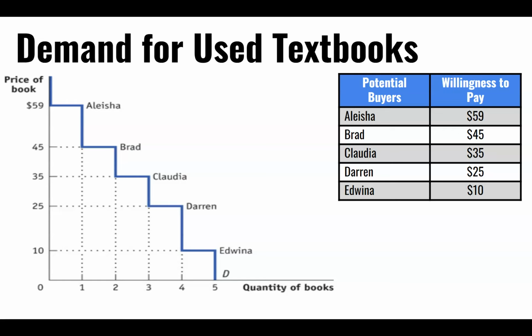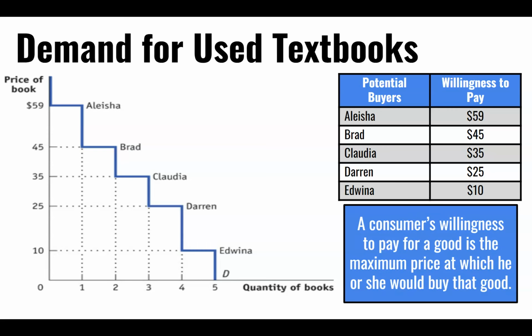And if the price were $30, then I know that there will be three textbooks demanded because only three people are willing to pay at least $30 to get their text. Now, again, I don't know what the price is that they're going to have to pay, but I do know based on price what the quantity demanded will be.